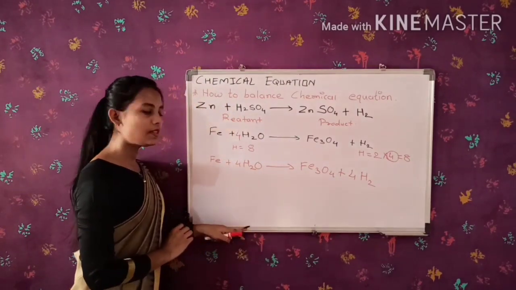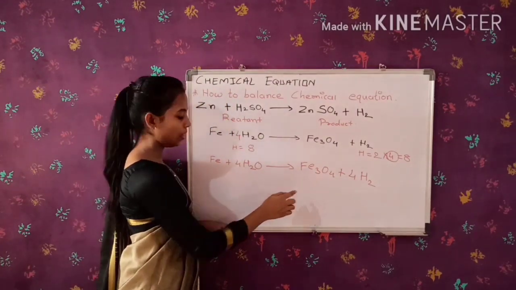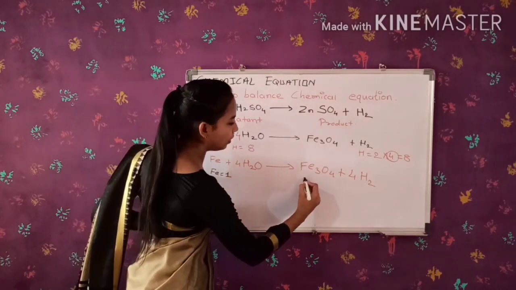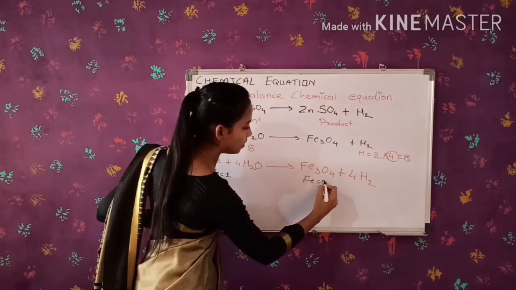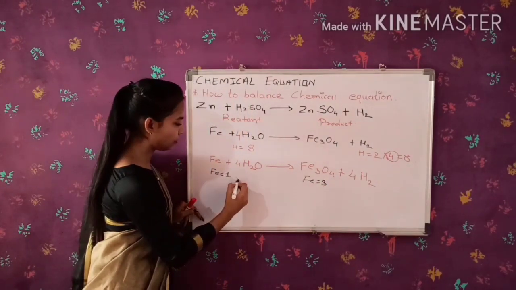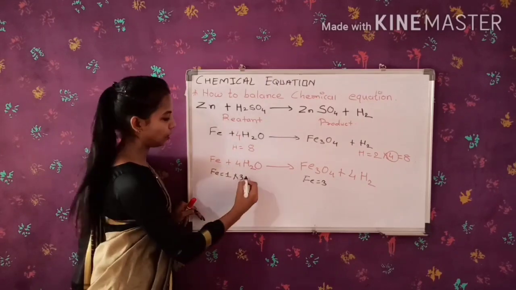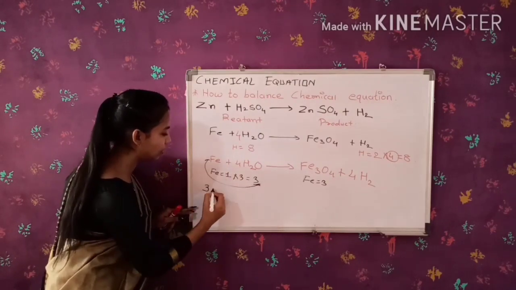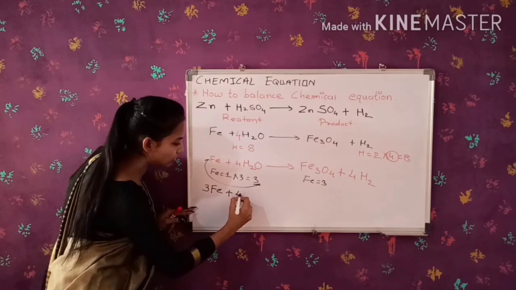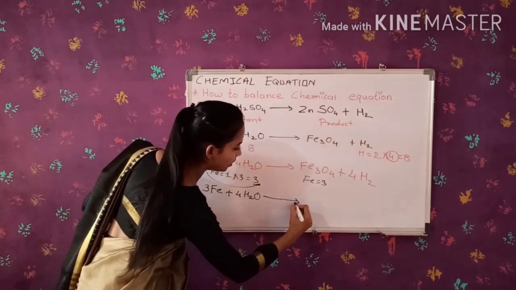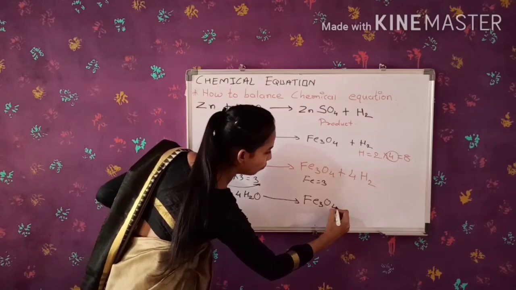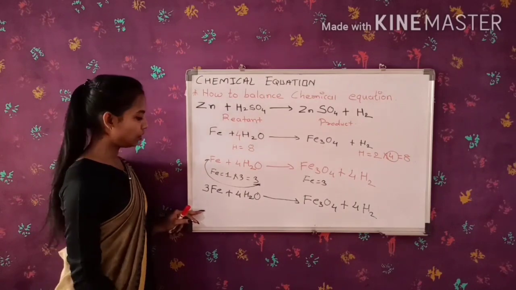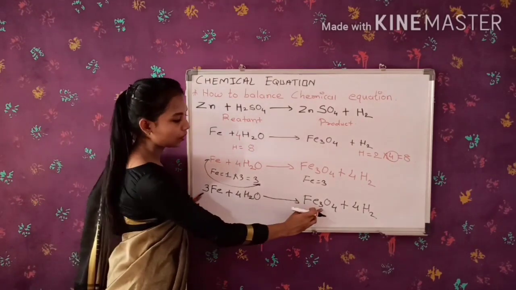Now we can see that still the Fe atom is not balanced. Here the Fe atom is 1 and here Fe, that is iron, is 3. So we need to balance this. We will just multiply it by 3. So the final equation obtained is 3 Fe plus 4 H2O gives Fe3O4 plus 4 H2. Now check the equation: 3 Fe, 3 Fe.